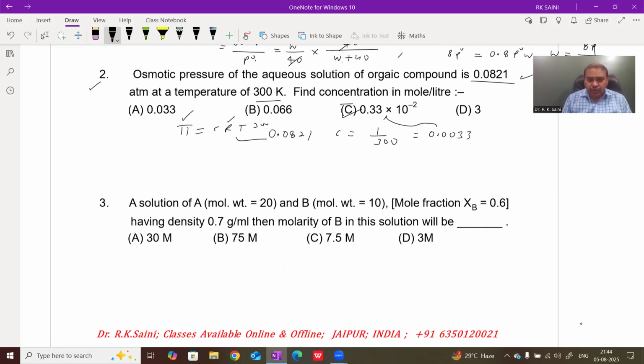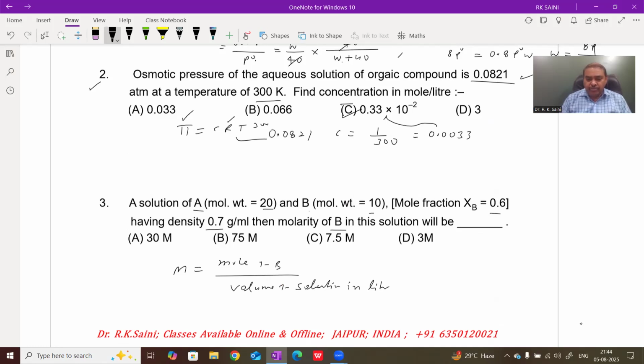Question third. Solution of A, molar mass given 20, and B, molar mass given, the mole fraction of B given. Find density given and find molarity of B. Molarity. We know that molarity of B means moles of B upon volume of solution in liter.